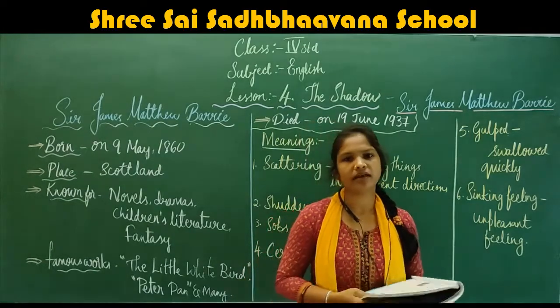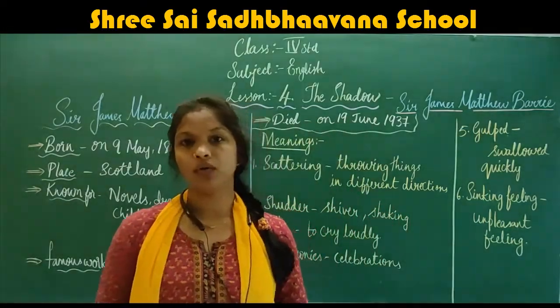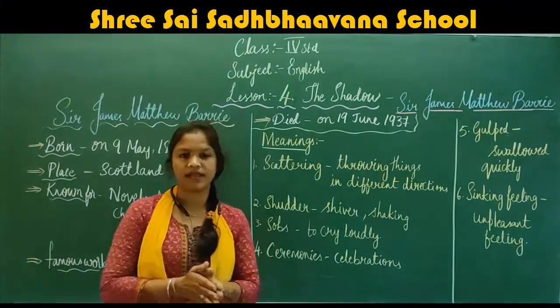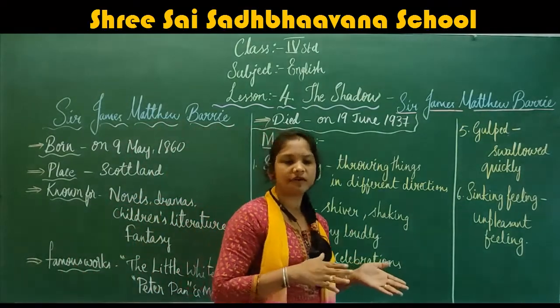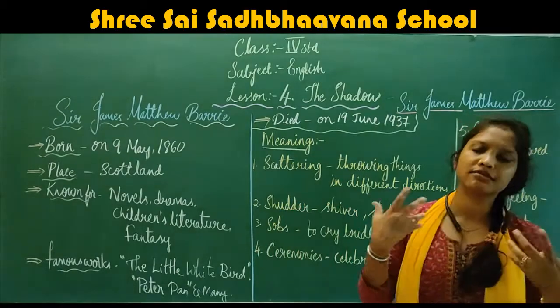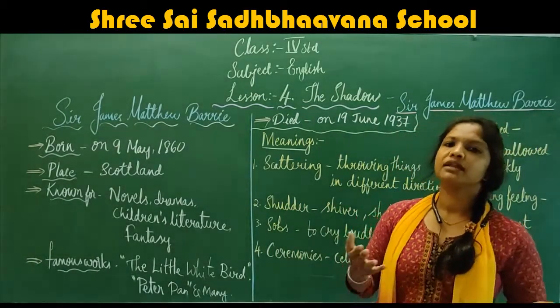Did you understand, children, the lesson? So this lesson is about a shadow. Here there will be a boy by the name Peter Pan. He is a boy who never grows, and he will come from the Neverland. So this is a fantasy story, children. This is an imaginative story. Right.